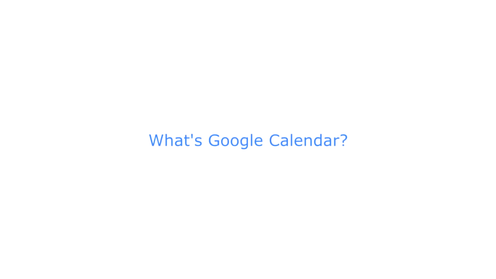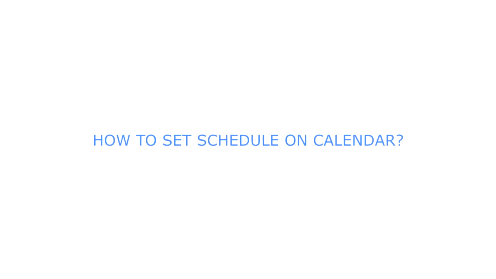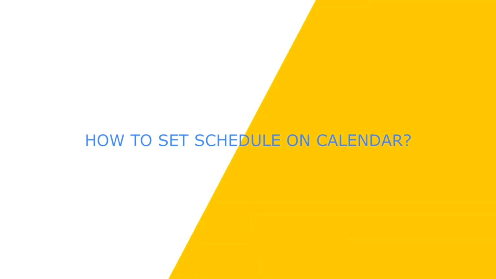What is Google Calendar? With Google Calendar, you can quickly schedule meetings and events and get reminders about upcoming activities. How to set a schedule on Google Calendar?